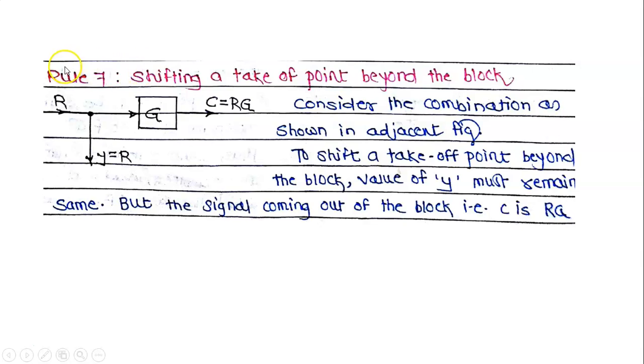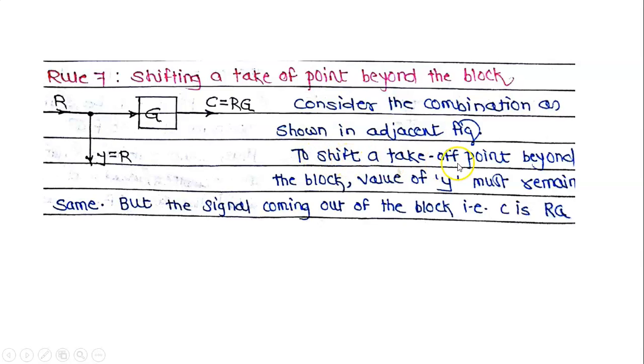Now rule number 7, shifting a takeoff point beyond the block. Now this diagram is there, this signal r is given to this block G, the takeoff point is there, its value y is equal to r. Therefore from the block G, output c is equal to rg. Therefore consider the combination as shown in the adjacent figure.